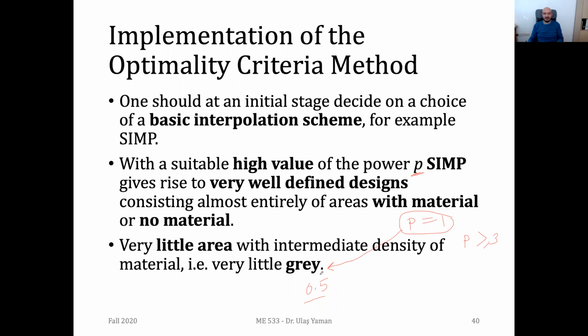And again, if your manufacturing machine is capable of actually fabricating such cells, such elements, then you can go with that. But if you are doing machining or other conventional manufacturing technologies, then it's better to go with P greater than 3 and not have any gray regions.